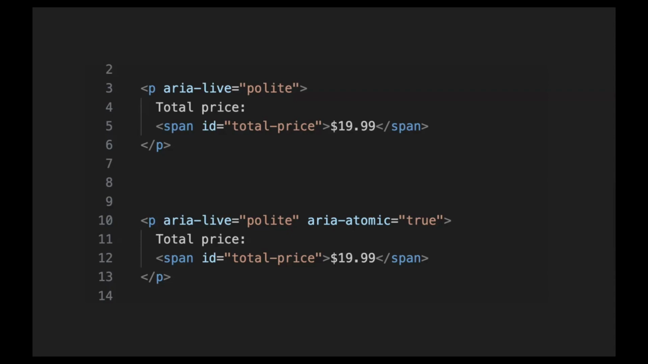You can achieve the optimal result by including this ARIA atomic true or excluding it, depending on your situation. But you can also just achieve this if you are changing out the entire text every single time as well. But if you want to streamline some of the code, you can leverage this.